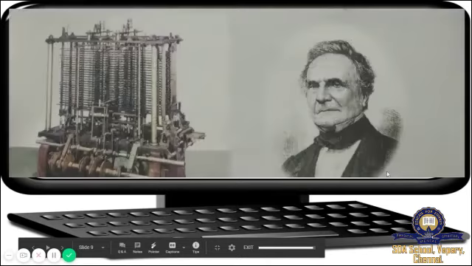Next, we saw the pictures of Mr. Charles Babbage, scientist, Britisher.